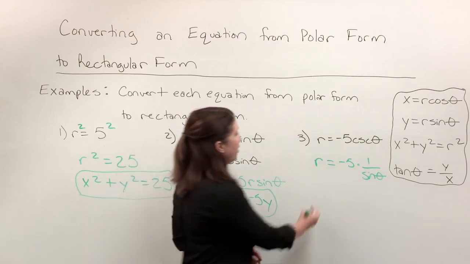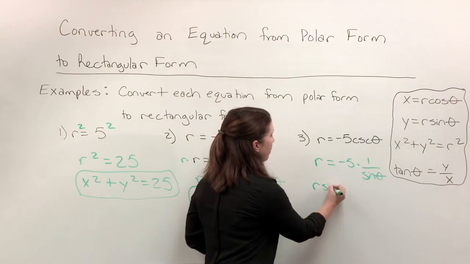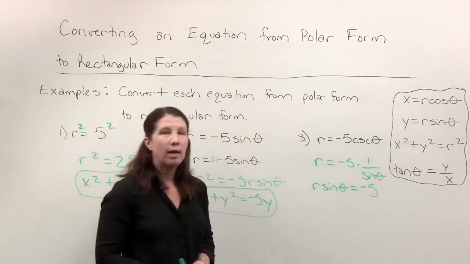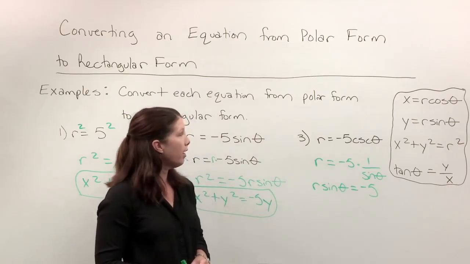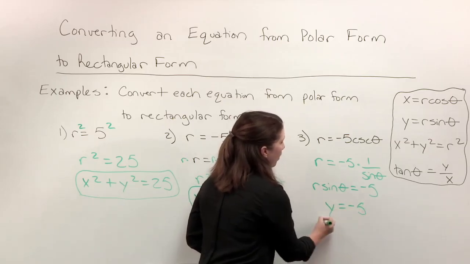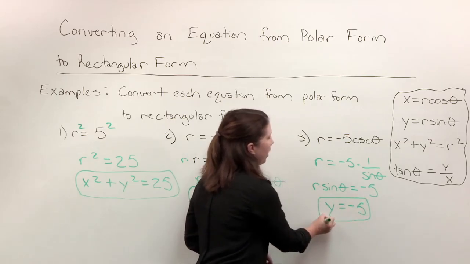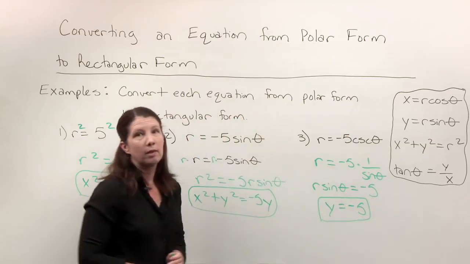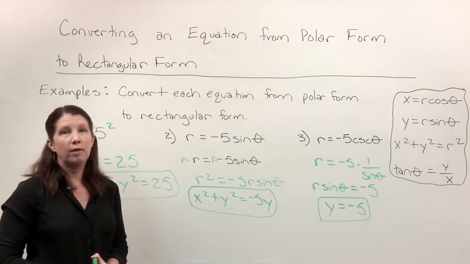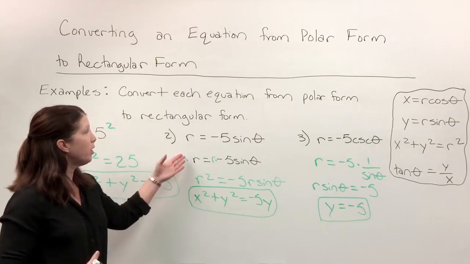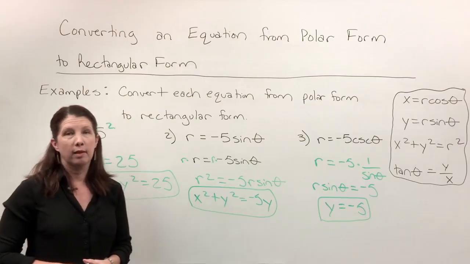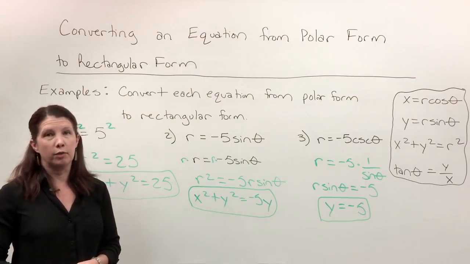Multiplying both sides by sine theta, we have r sine theta equals negative 5. Now I can replace r sine theta with y, and the rectangular form of my equation is y equals negative 5. So when converting from polar to rectangular form, you'll often have to manipulate the equation so that it matches one of your 4 formulas in order to be able to make a substitution.